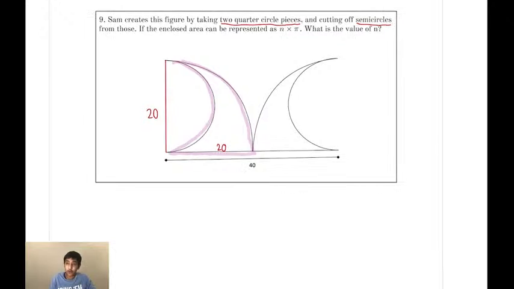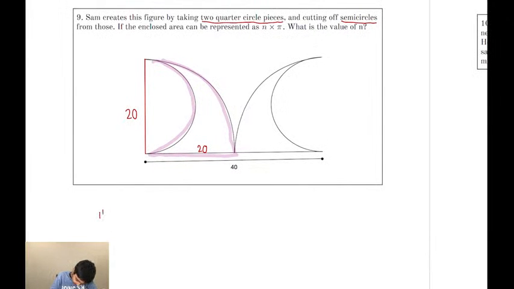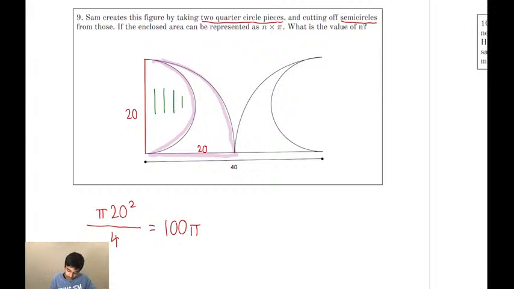Well, we can just find the area of the quarter circle, which is pi times 20 squared divided by 4, which is equal to 100 pi, right? Because 20 squared is 400. Now what about the semicircular region? We need to subtract off the semicircle area. Since the diameter of the semicircle is 20, the radius of the semicircle will be 10. So we must subtract off pi times 10 squared over 2, which is 50 pi.